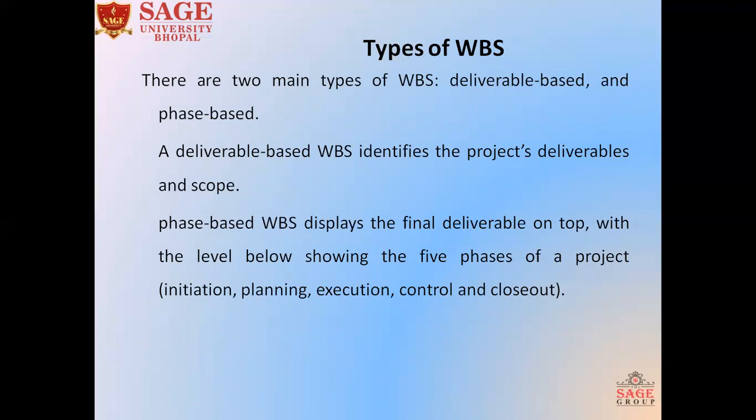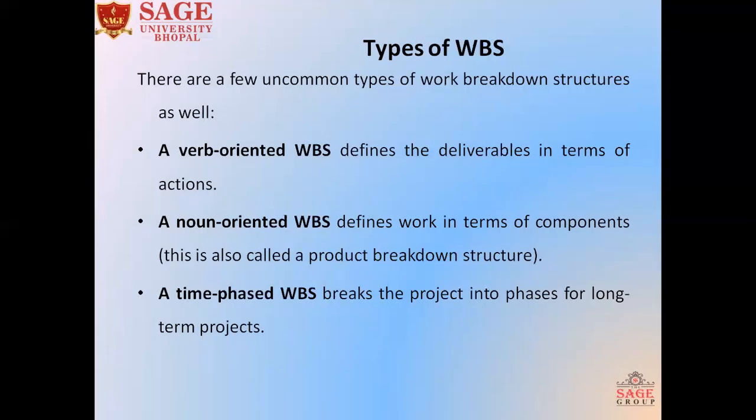There are 5 phases in any project planning. First one is initialization, planning, execution, control, and closeout. There are also some uncommon types of work breakdown structure. That is a verb oriented work breakdown structure. Second one is noun oriented work breakdown structure, and last one is time phase based work breakdown structure.